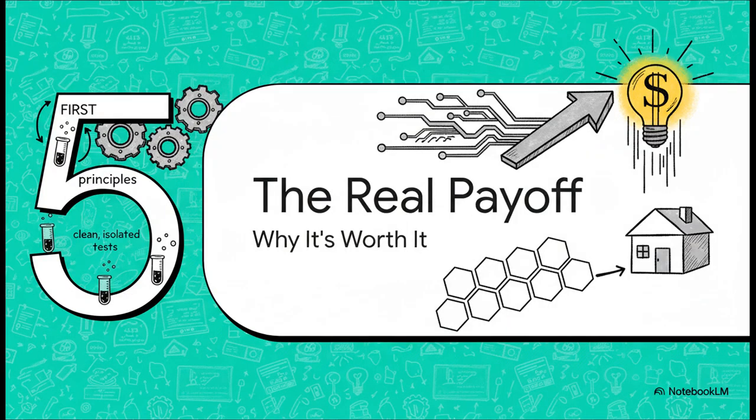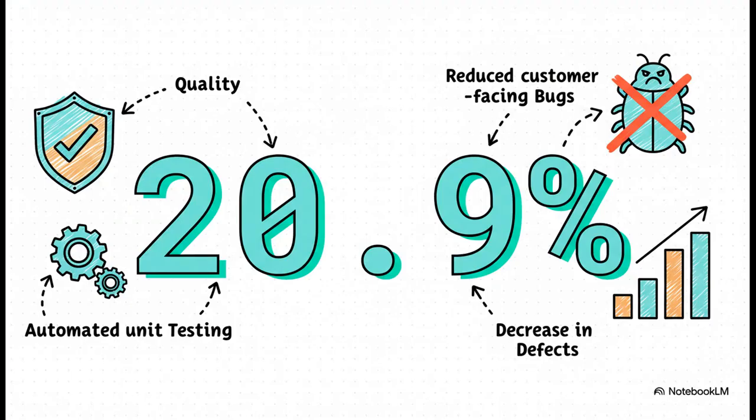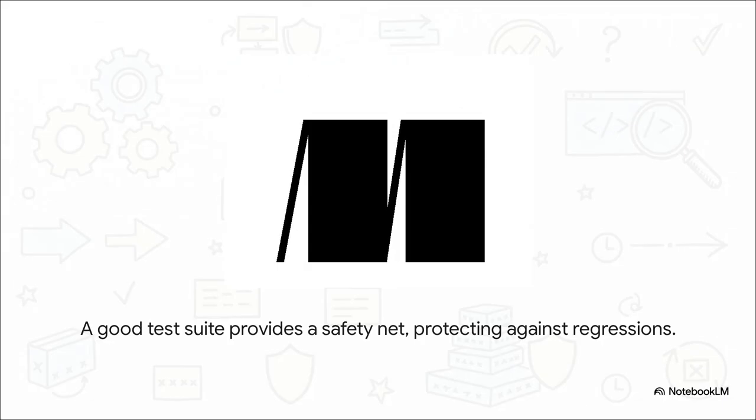So let's bring this all home. We've talked about the why, the what, and the how. But what happens when we do all this? When we follow the first principles and write these clean, isolated tests, what's the real, tangible payoff for all this effort? Well, this isn't just a nice idea. We have the data to prove it. A study on a team at Microsoft found that after they adopted a standardized approach to unit testing, they saw a nearly 21% drop in defects. It took a little more time up front, sure, but the payoff in quality and fewer bugs hitting customers was absolutely massive.